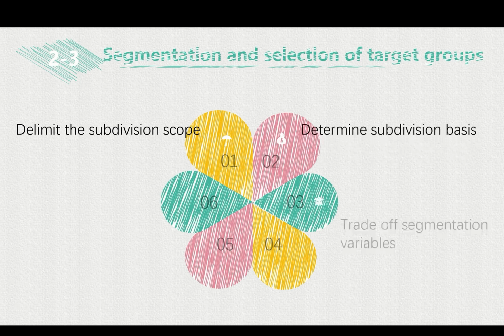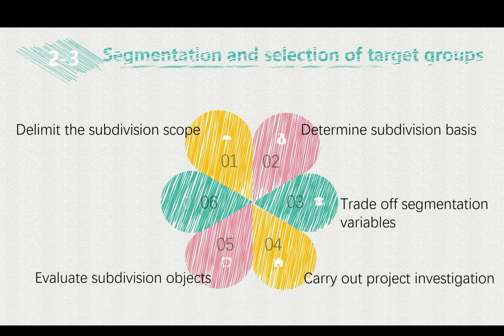Then, segmentation and selection of target groups. First, delimit the subdivision scope. This mainly refers to defining the overall scope of the project and which region to subdivide it. Then, determine subdivision basis. Subdivision basis is a basic standard used to subdivide the target group.